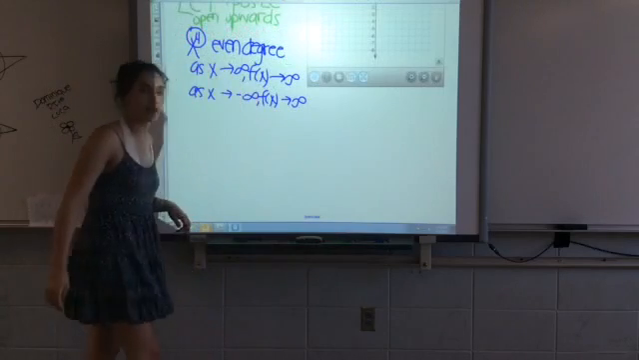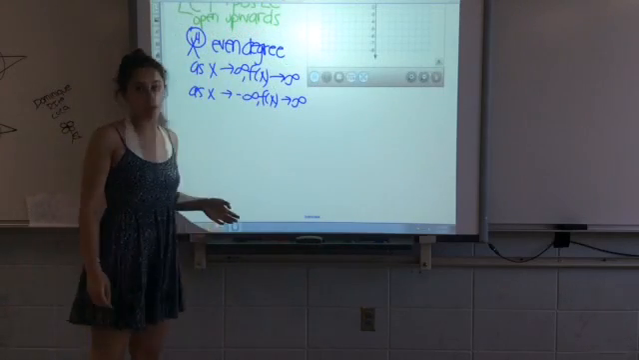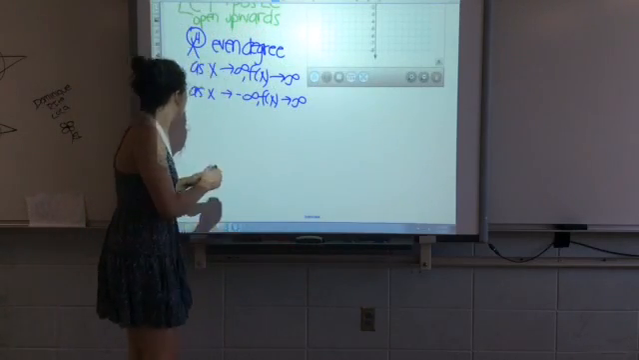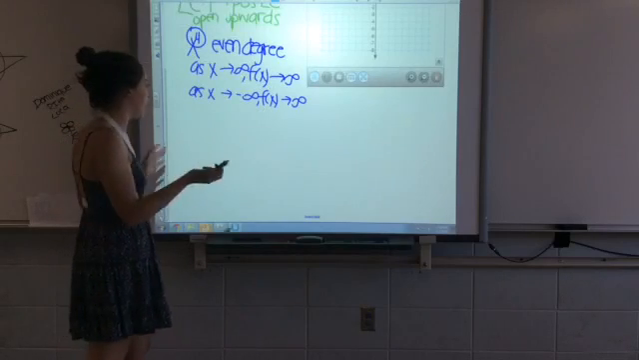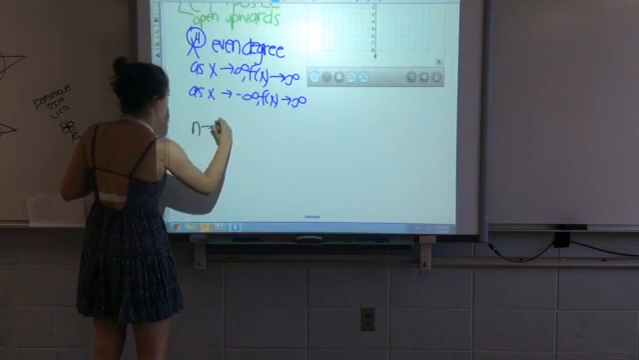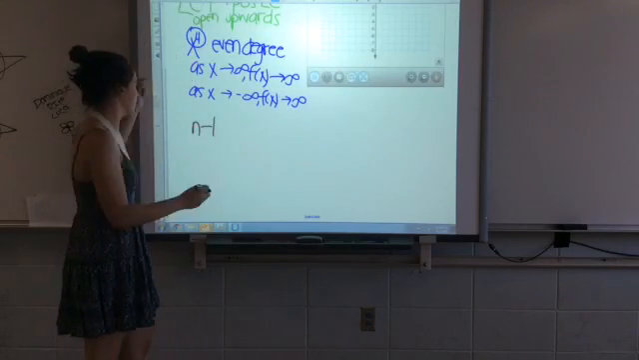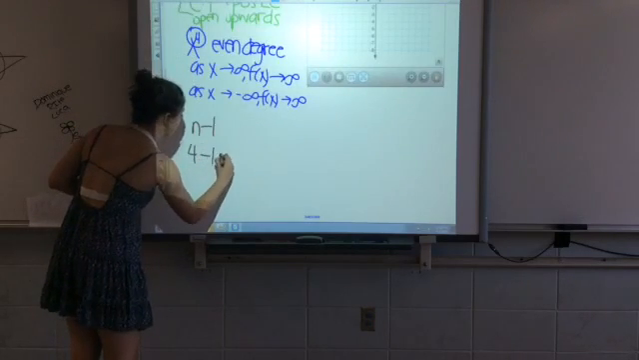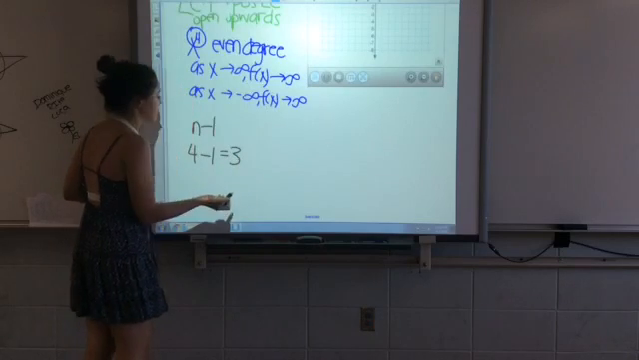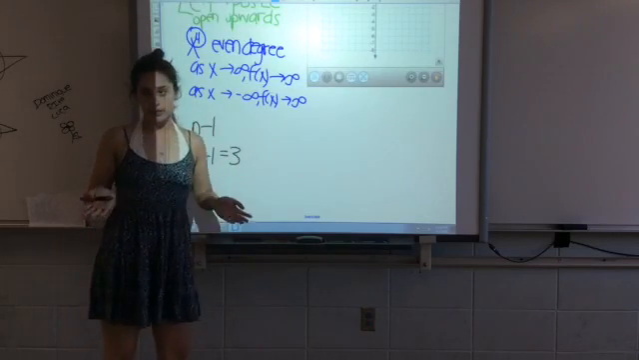And then the last thing we want to look at is how many turning points we're going to have. How we can find this is with the formula of n minus 1. n is going to be, again, our degree. So 4 minus 1 equals 3. So we know that at most we will have 3 turning points.